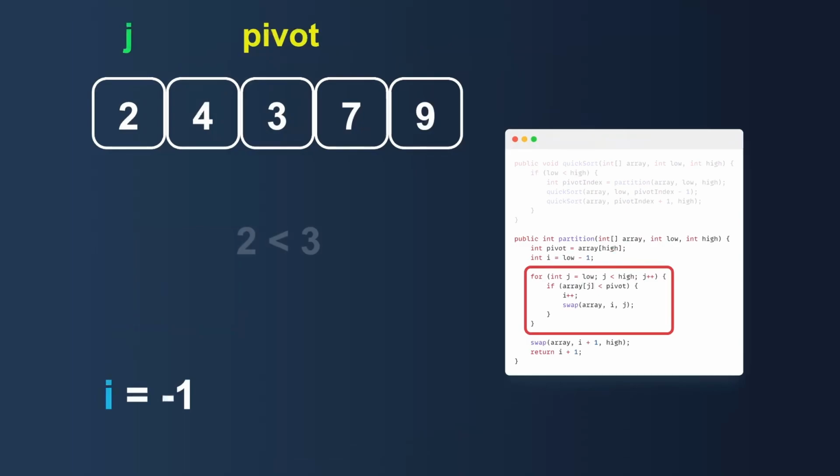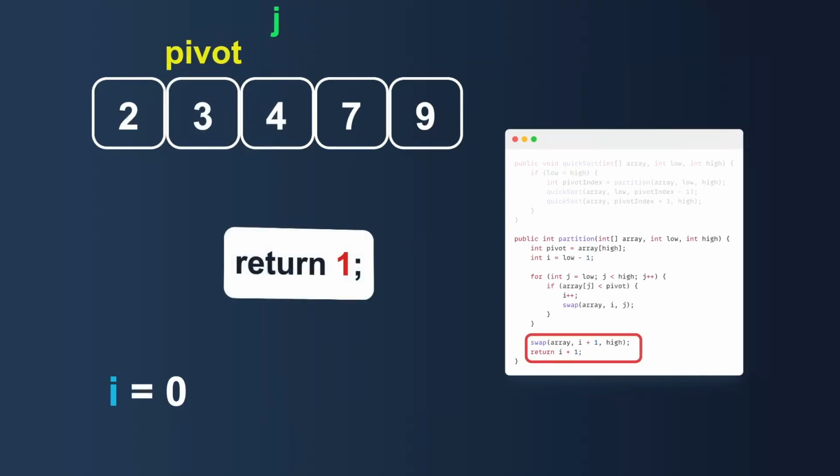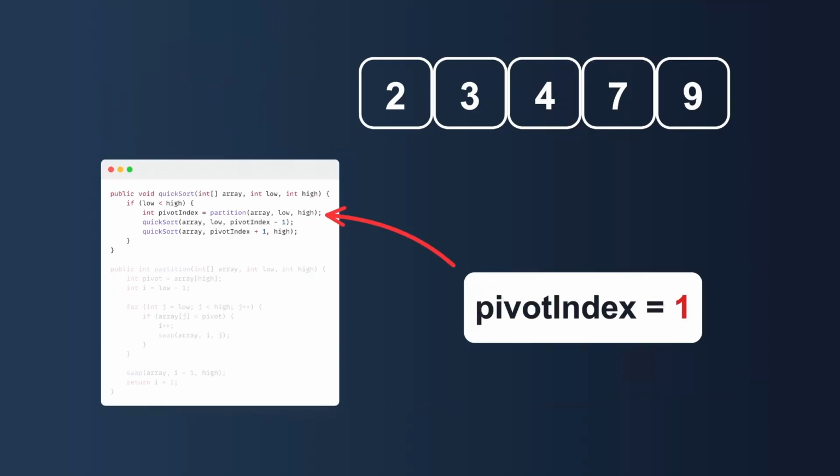j starts out at 0. Is 2 less than 3? It is. We will increment i and then swap the values at i and j. Again, we're just swapping 2 by itself. Increment j. Is 4 less than 3? It is not, so we just increment j. We are now out of the for loop, and we'll swap the values at i plus 1 and high. So this will be the values at indices 1 and 2. We now return i plus 1, which is just 1. The pivot index for this call is 1.